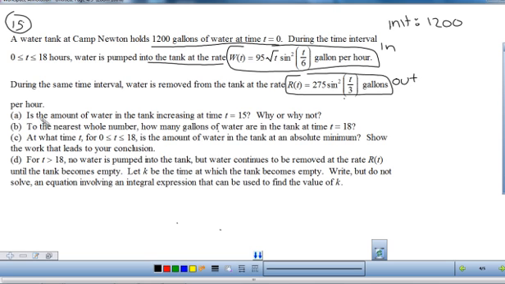Part A says: if the amount of water in the tank is decreasing at t equals 15, why or why not? In order to find this, we need the equation of how much water is in the tank. I'm going to call that T for tank. The water in the tank is my initial amount plus the water going in, from 0 to 15 of W(t), minus the water going out, R(t).